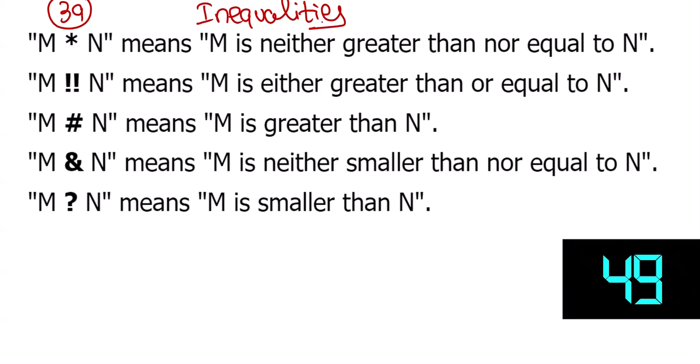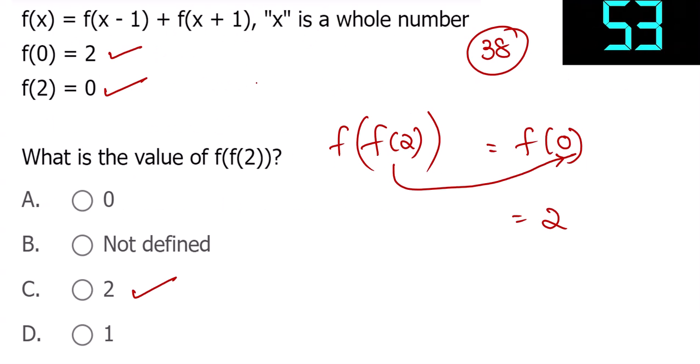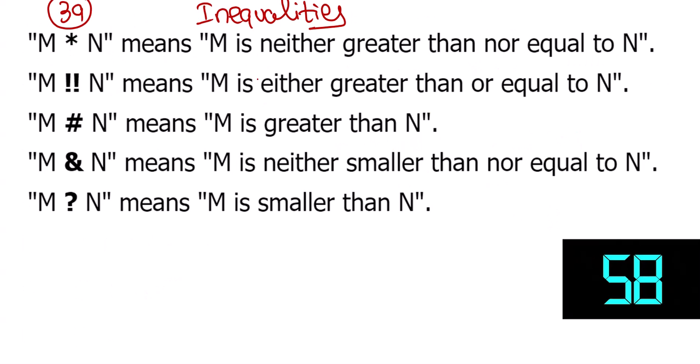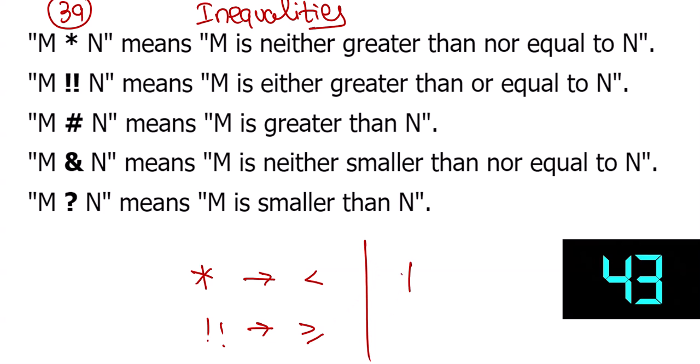Inequalities related questions. So reasoning inequalities. This is quant 38 functions quant, but this comes under reasoning. So first job what we have to do, we have to decode those symbols. Star is nothing but neither greater nor equal, means less than. Exclamatory is either greater than or equal. Hash is greater.